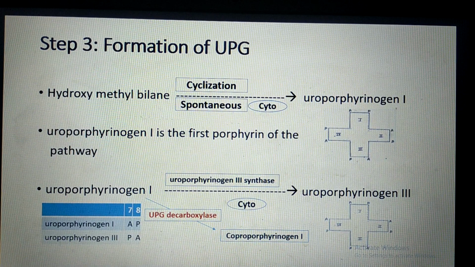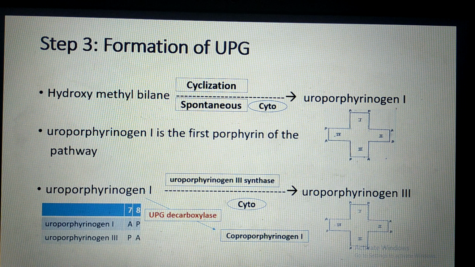Now hydroxymethylbilane, which is a linear pyrrole structure, undergoes spontaneous cyclization to form uroporphyrinogen 1 in cytoplasm. That means the linear pyrrole structure now suddenly becomes a cyclic structure. So uroporphyrinogen 1 is the first porphyrin of the heme synthesis pathway. Now this uroporphyrinogen 1 is converted into uroporphyrinogen 3 with the help of the enzyme uroporphyrinogen 3 synthase in cytoplasm.